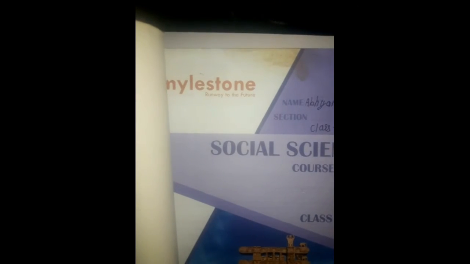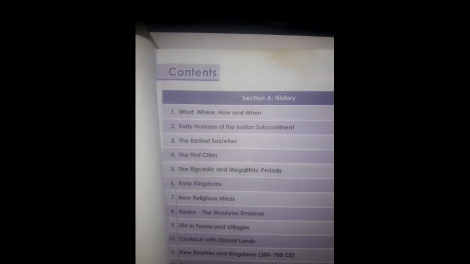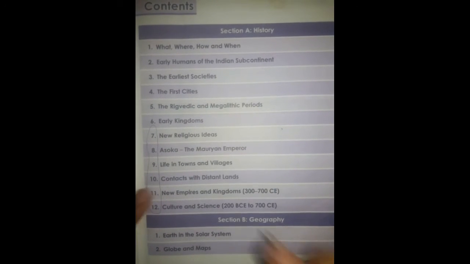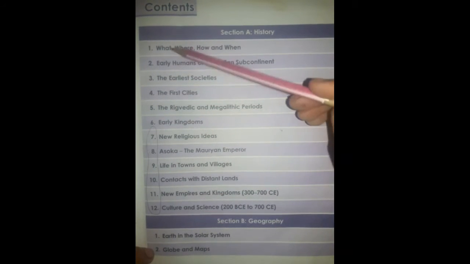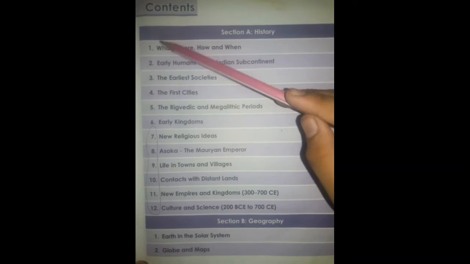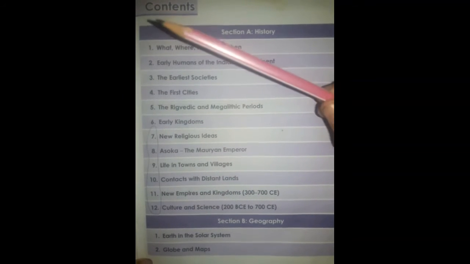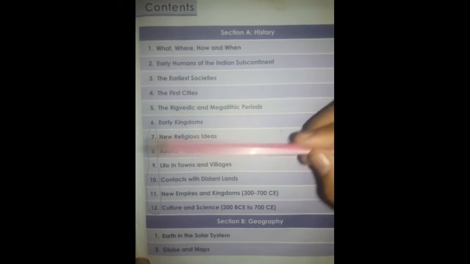Now coming to history. I know it's social science, but history comes in SST only. So this is the index. As you can see, there are a lot of sub chapters. There are a lot of chapters in this history section. I have already marked this circle, telling that chapters 1, 2, 3, 4, 5, 6 will come in half yearly.